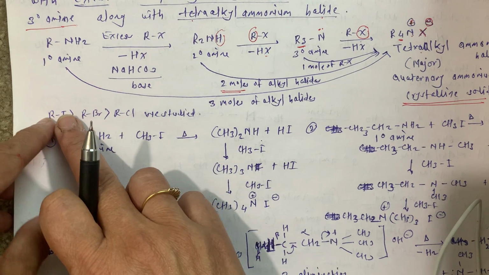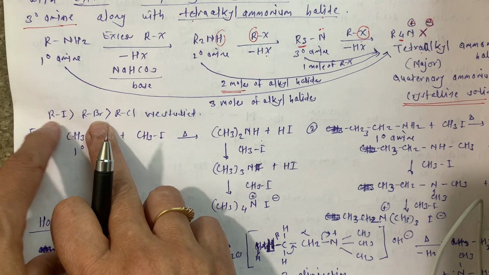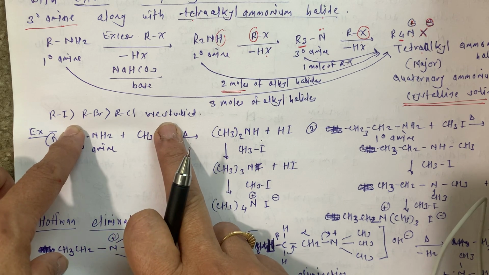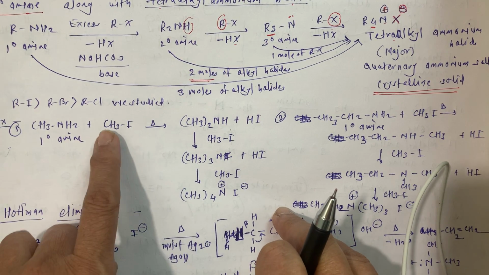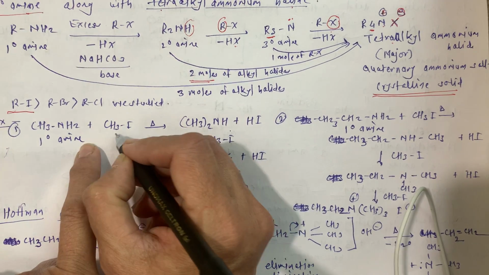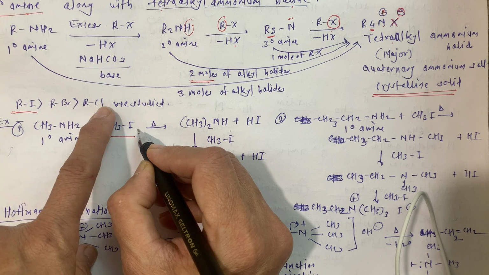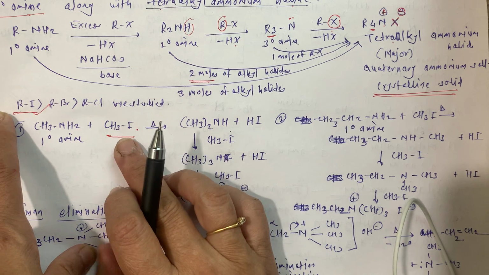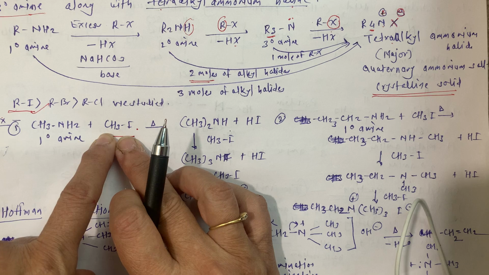Before this we studied that RI is more reactive than RBr, and RBr is more reactive than RCl. Based upon that, the example we have taken is with alkyl iodide. That is why we use I here. We are not going to take an example with bromine or chlorine because the reactivity of RI is more. Why not Br, why not chlorine? This is the reason. This is more reactive.